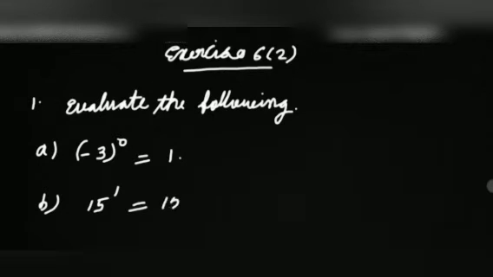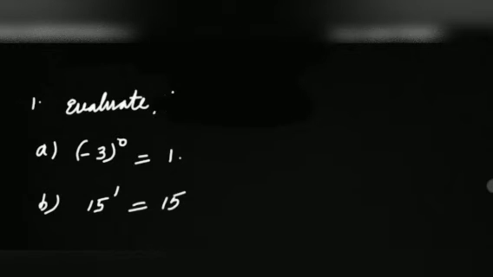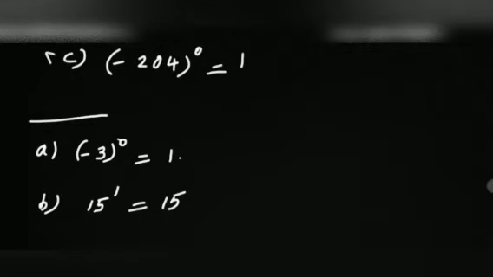Yes, 15. Okay. C, the question is minus 204 raised to 0. What is it? Let me see whether you learned the concept well or not. Yes, very good. The answer is 1. Any integer, whatever it is, however large or small, to the power 0 is equal to 1. Very important.